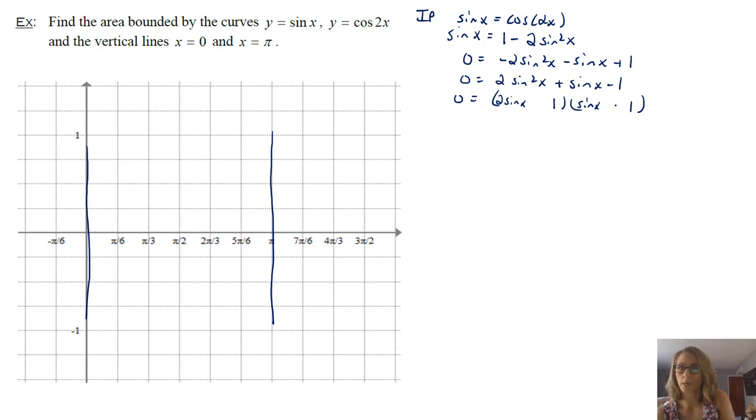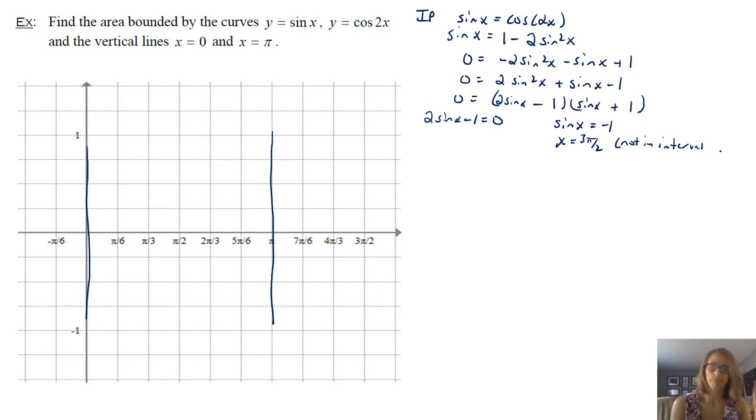We want to have a positive middle term, so I'm going to have a positive here and a minus here. So just make sure that you understand that from back in the day. And so we'll have 2 sine x minus 1 equals 0, and sine x equals -1. So remember, we're only between 0 and pi. So for sine x being -1, if we think about that, that is x being 3 pi over 2, but that is not in our interval. So there's more intersection points, but they're not part of it.